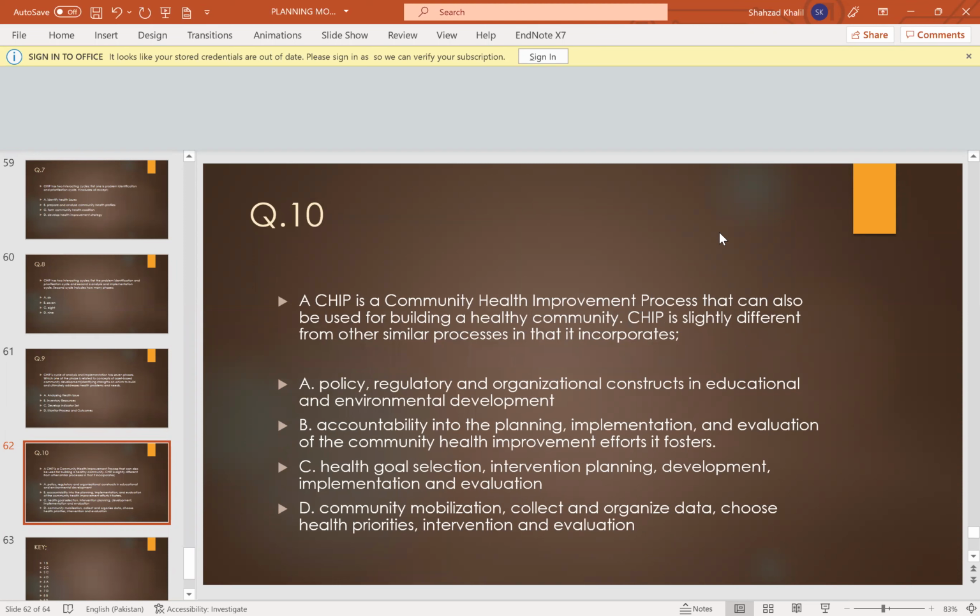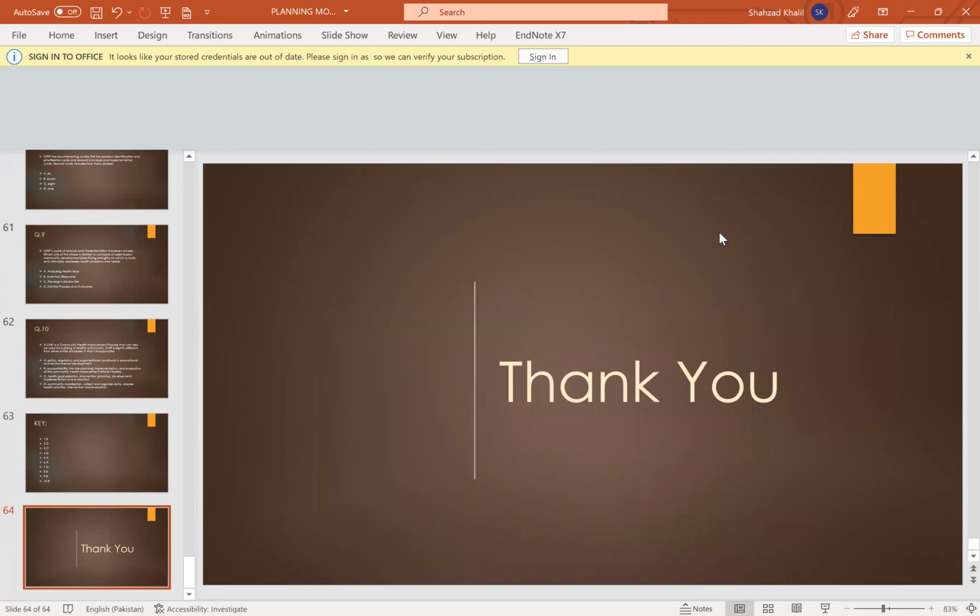Last but not the least, CHIP is a community health improvement process that can also be used for building a healthy community. CHIP is slightly different from other similar processes in that it incorporates policy, regulatory, organizational, and environmental development, and accountability into the planning, implementation, and evaluation of community health improvement efforts. It fosters health goal selection, intervention planning, development, implementation, and evaluation, and community mobilization, collecting and organizing data, choosing health priority interventions, and evaluation. B. Yes, B is the correct answer, because accountability in all the processes of planning, implementation, and evaluation is the hallmark of the CHIP model. This is my key, and thank you so much.